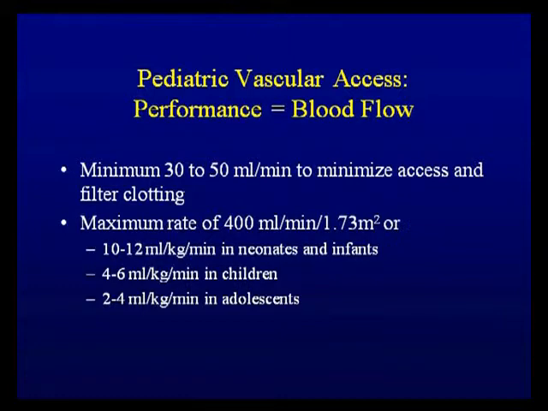and in pediatric vascular access, the performance is directly dependent on the blood flow. The access that gives you the best blood flow is the best access. And we require a minimum of 30 to 50 mils per minute to minimize access and filter clotting, and a maximum rate of about 400 mils per 1.73 square meter, and these are different age-dependent rates in children. Obviously, in neonates and infants, we use much higher flow rates as compared to adolescents.